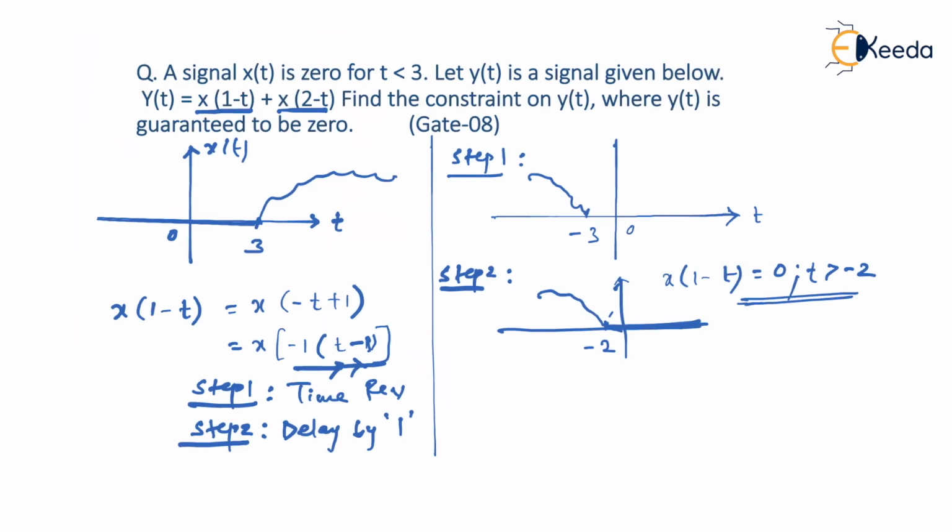So the question was y of t when it is guaranteed to become 0. So I can write final answer as y of t is always 0 for t greater than -1. So this is the final answer. This is one approach you can apply. Another approach which I'll tell you, which is quite easy approach, and I want you people to really go for that approach, and that approach is called parent and child signal.